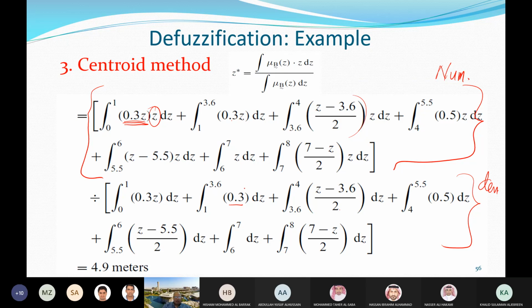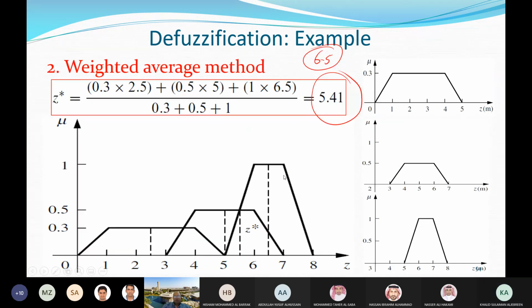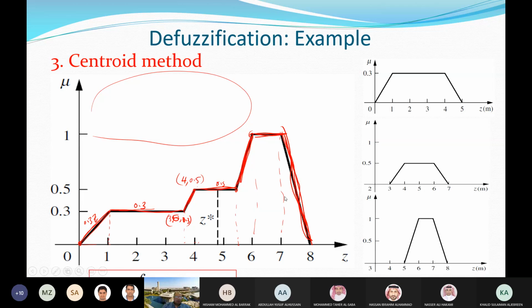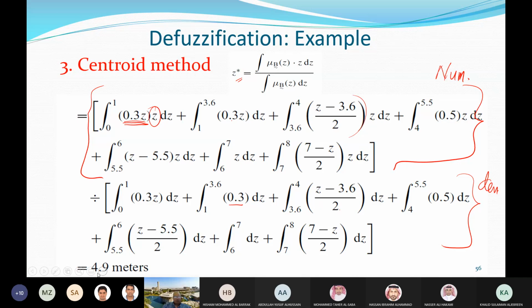Of course, at the end you can calculate how much the z is, if you divide the numerator by the denominator, and it gives you here 4.9. It gives you here 4.9. How much is the weighted average? It is 5.41, and this is 6.5. Of course, the most accurate is the centroid, where you have balance between the areas. It is not biased in any way. So this is the centroid method.